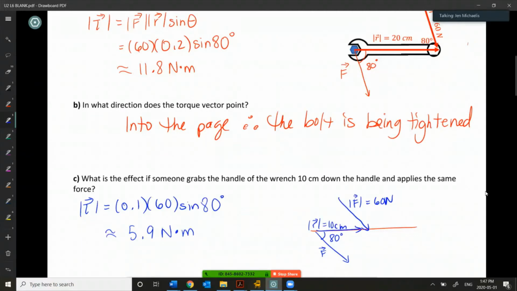Okay, so you should be noticing that what we found in part C is actually half of the magnitude of the torque that we found in part A. And we've actually halved the radial distance. So this should make sense that we get about half of the output in that magnitude of torque.